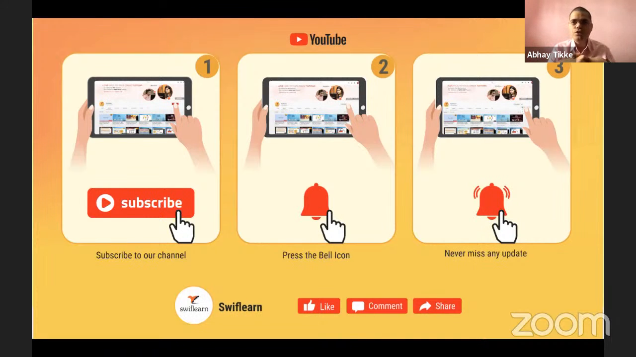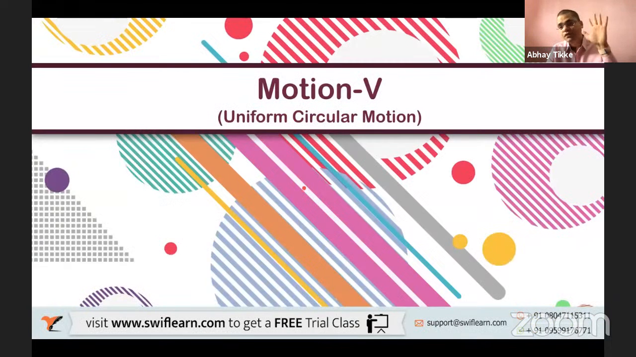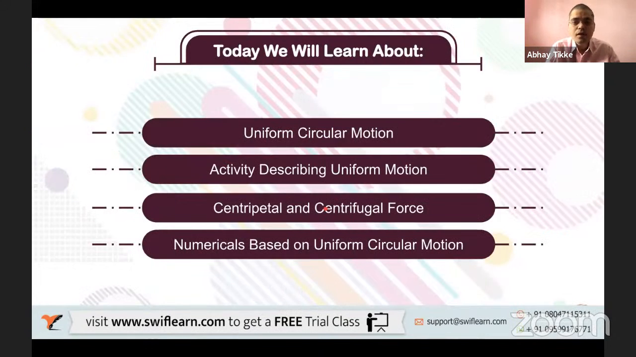Let's start today's session. चलो चालू करते हैं आज का सेशन. Motion, part five. Uniform circular motion. That's the main thing we are going to discuss here. UCM, that's what we call it, right? So क्या हम डिस्कस करेंगे आज? ये चार मेन टॉपिक्स डिस्कस करेंगे. पहला वाला यूनिफॉर्म सर्कुलर मोशन UCM.